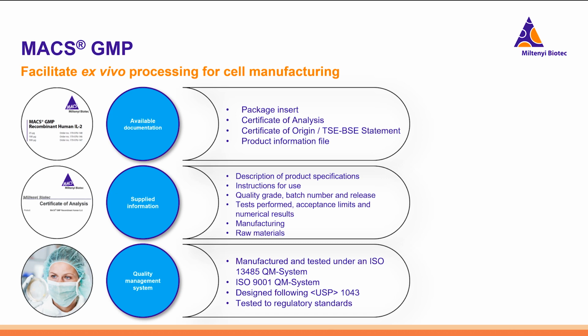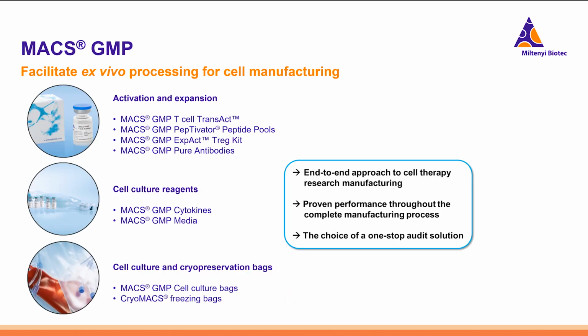MACS GMP quality provides the respective products with all needed certificates and documentation, as well as supplement information and descriptions to facilitate ex vivo processing for cell manufacturing. MACS GMP is thereby backed up by a certified quality management system to ensure highest quality standards. MACS GMP comprises T-cell activation and expansion reagents, cell culture reagents such as cytokines and media, as well as culture and cryopreservation bags as part of an end-to-end approach to cell therapy research with proven performance throughout the complete manufacturing process.